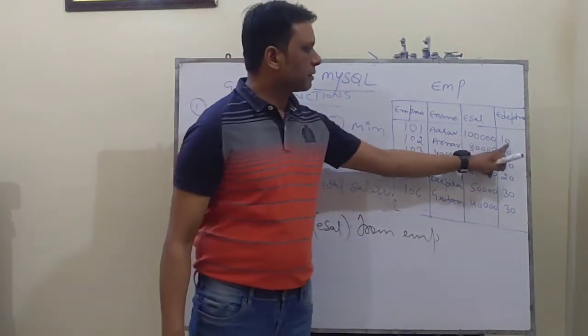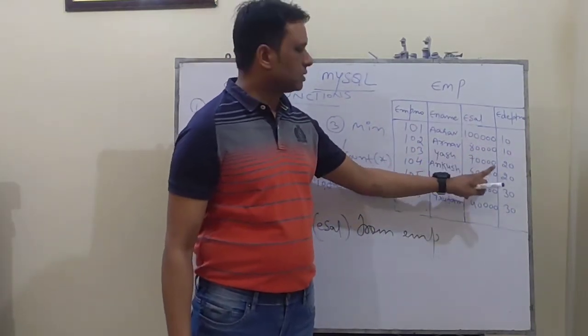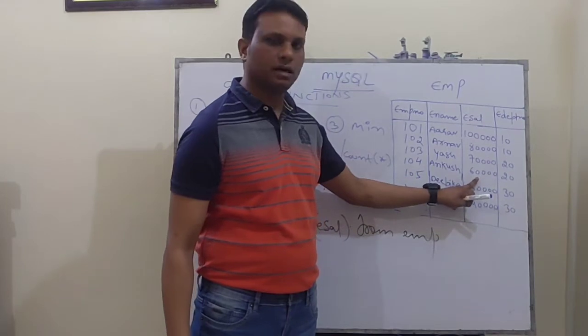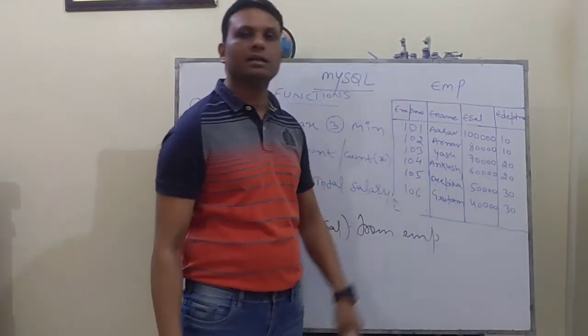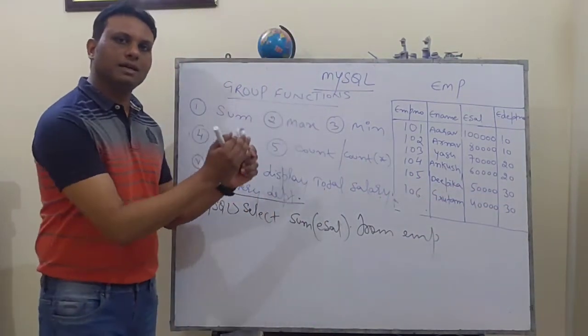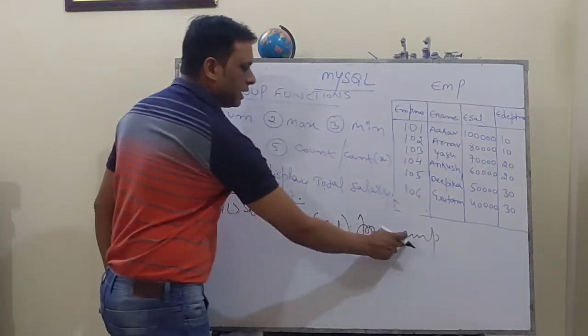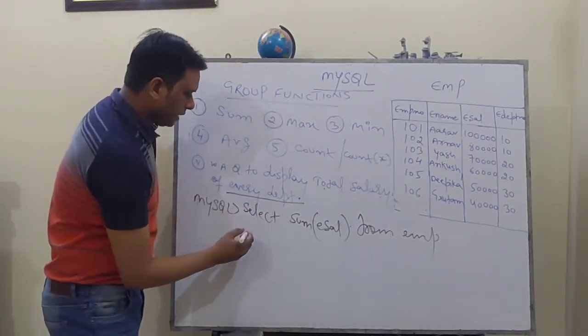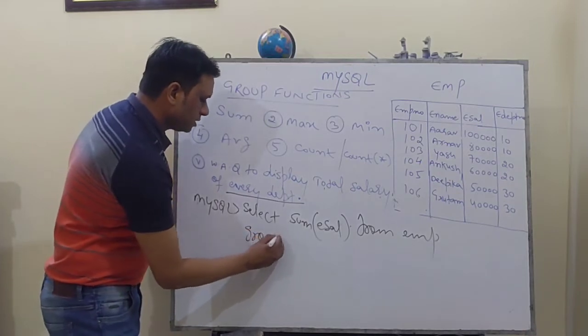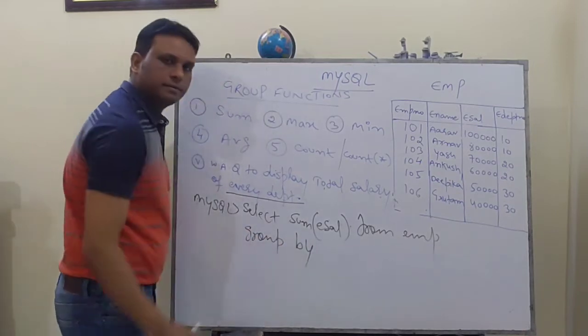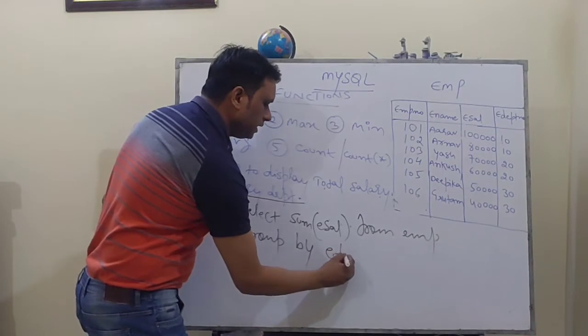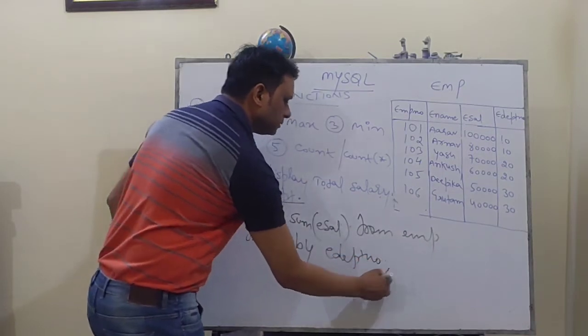Total salary of department number 10 is 1,80,000. Department number 20 is 1,30,000. Department number 30 is 90,000. So we want the result in this form. So what changes are required? After writing till from EMP, you have to write group by. Group by what? E department number.